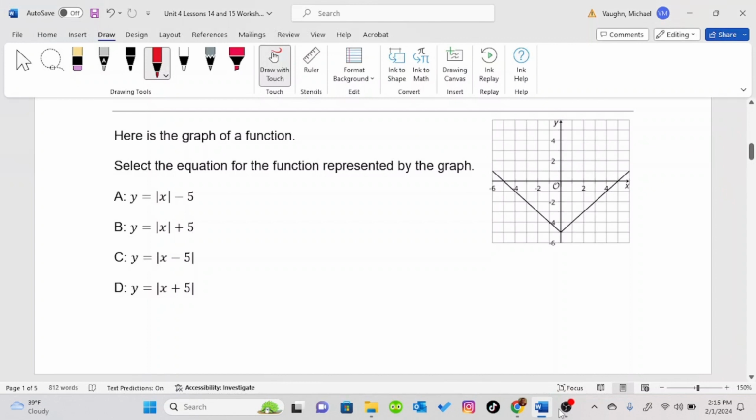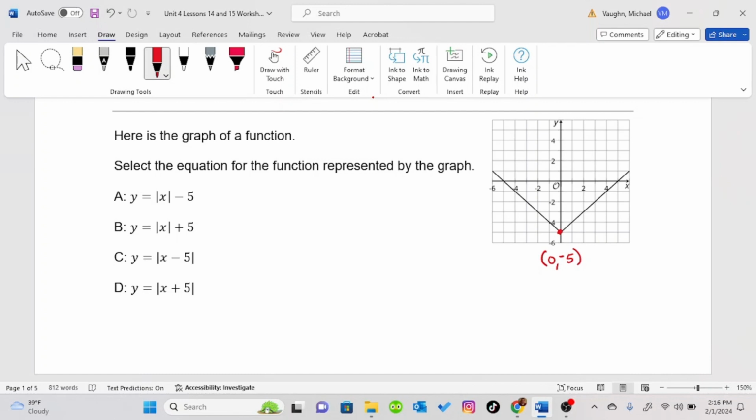Here is the graph of a function. Select the equation for the function represented by the graph. So if you notice, we have a graph with its vertex at (0, -5).